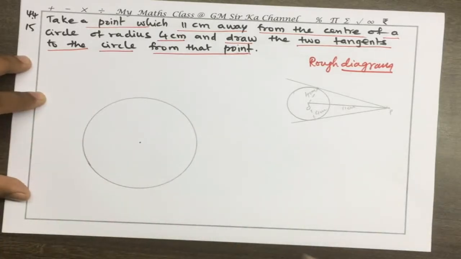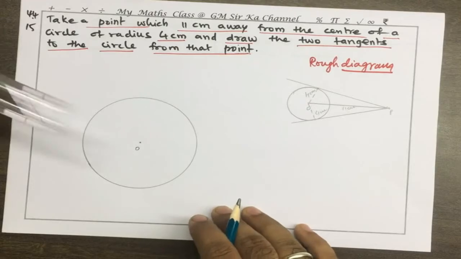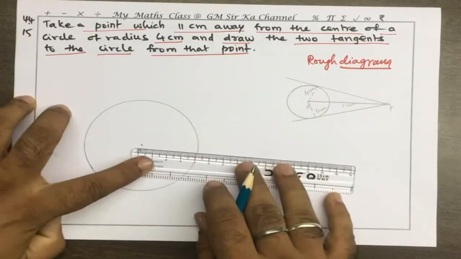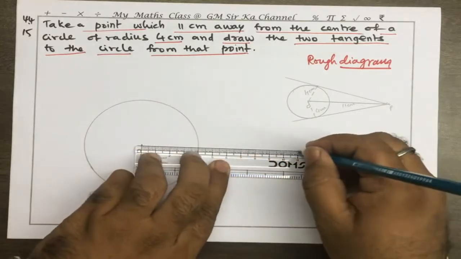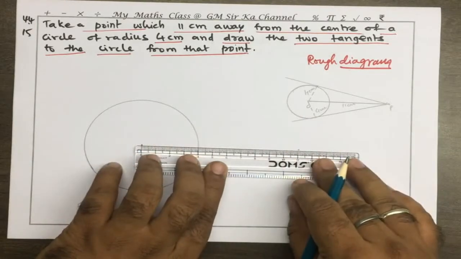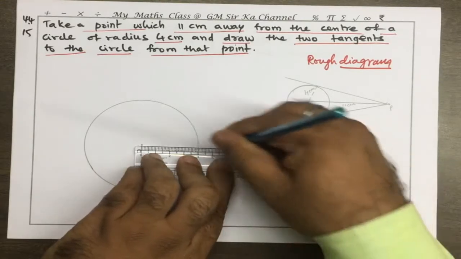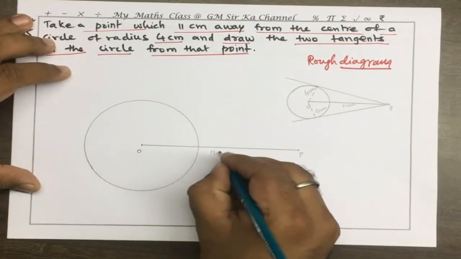Point center of the circle is taken as O. 11 centimeter away from the center of the circle we have to take any point. Put the dot at 11 and already center we have. Join both the dots. Point P is 11 centimeter away from the circle.